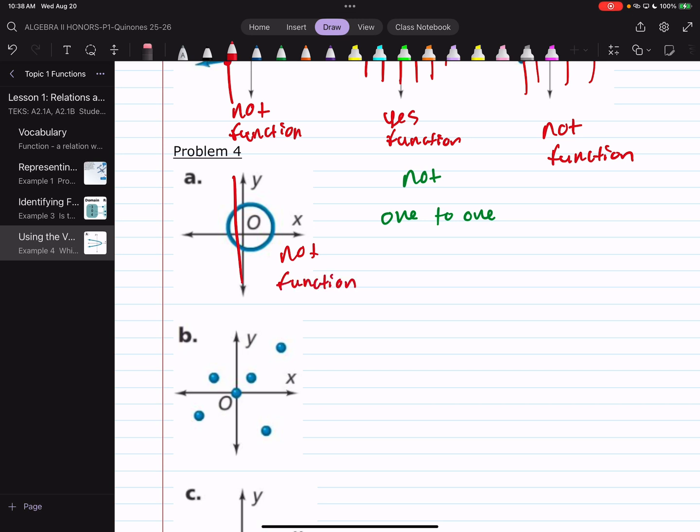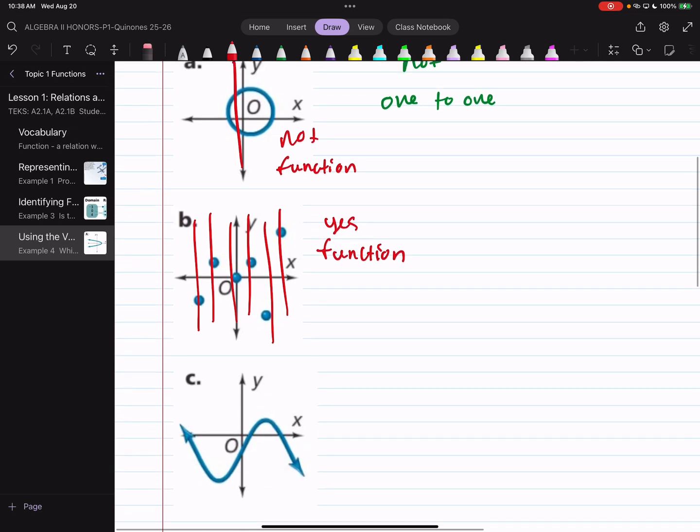B, let's take a look. Is this a function? Okay. Is this a one-to-one function though? What ends up repeating? These 2 points right here. So not one-to-one.